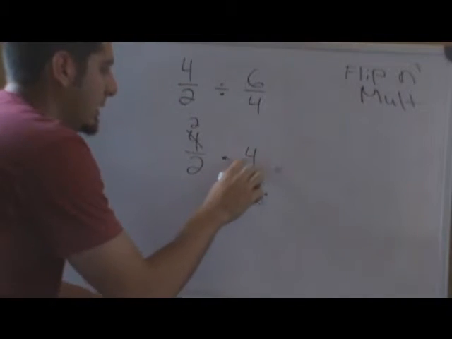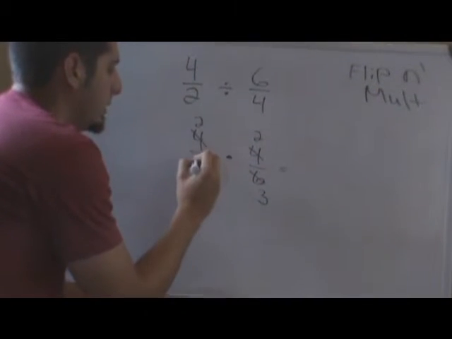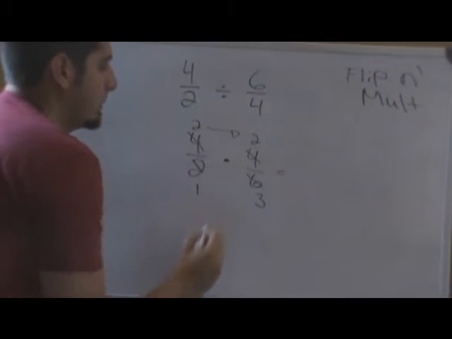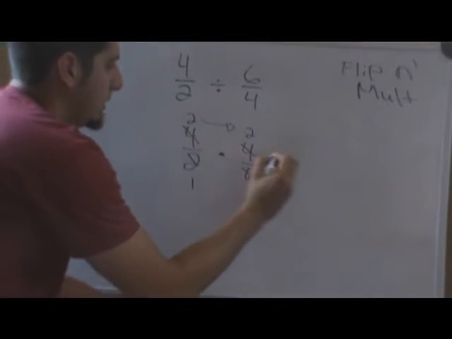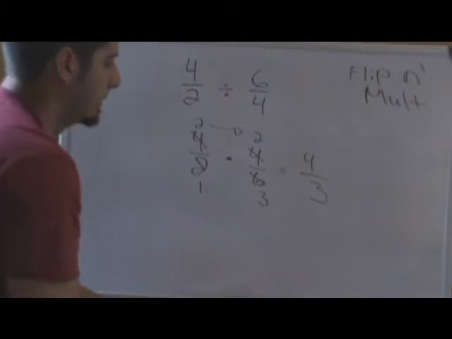2 also goes into the other set of diagonal numbers. So 2 goes into 4 twice, 2 goes into 2 once. At this point, I can multiply. 2 times 2 is 4, 1 times 3 is 3.